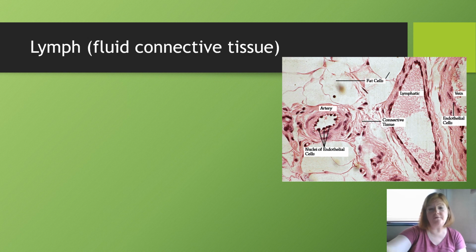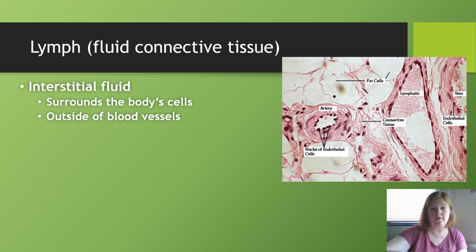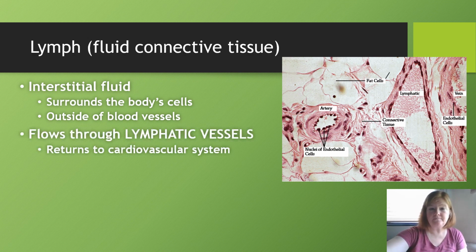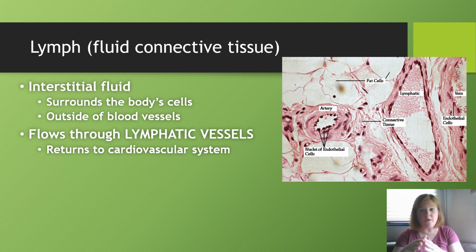Lymph is also a fluid connective tissue. Lymph is interstitial fluid. It means it's the fluid found between tissues. It surrounds the body cells. It's outside of blood vessels. It flows through lymphatic vessels and then returns to the cardiovascular system. So the heart is still responsible for its movement. It just flows outside of the actual cardiovascular system.